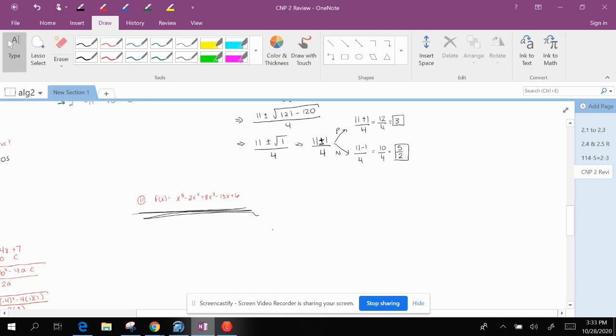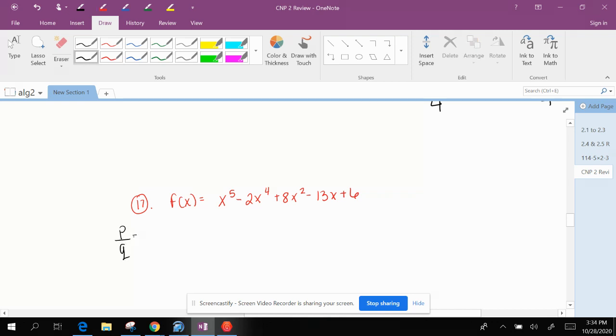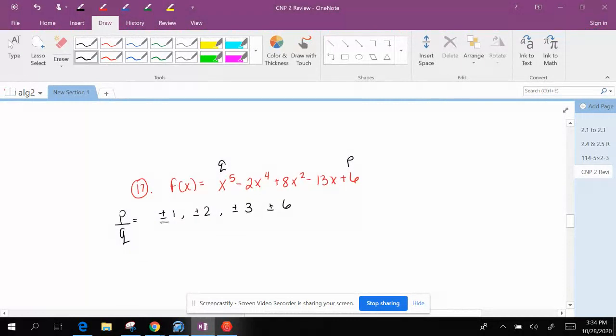All right, Kate, let's go over these last problems. So here you have to find all of the zeros. List your P's and Q's first. So I have plus or minus 1, 2, 3, and 6. So 8 possible answers all over 1, so that doesn't really change much.